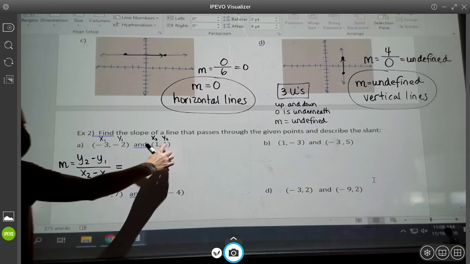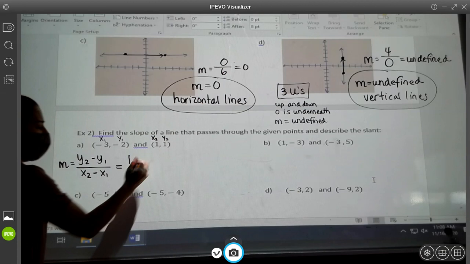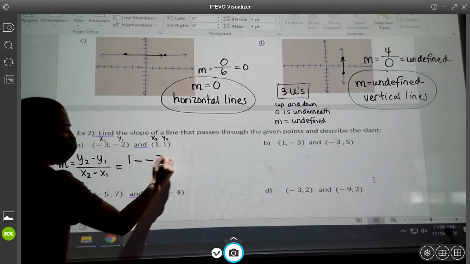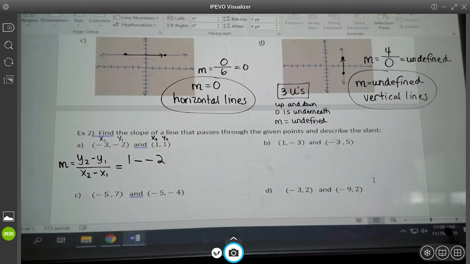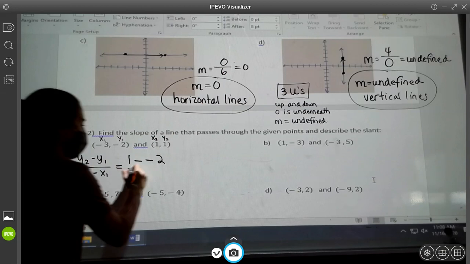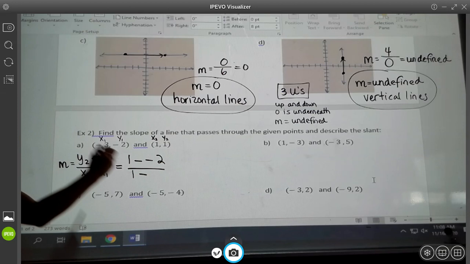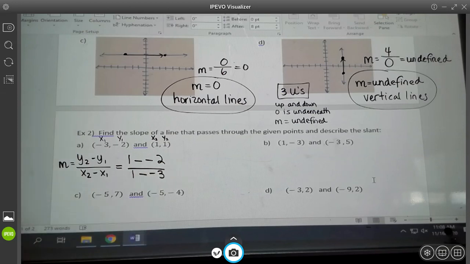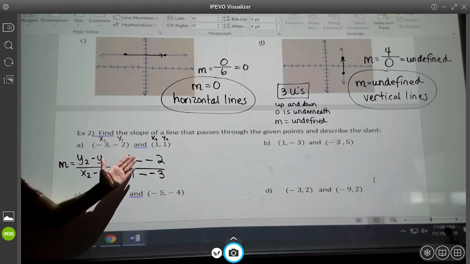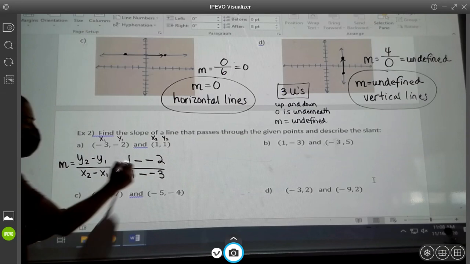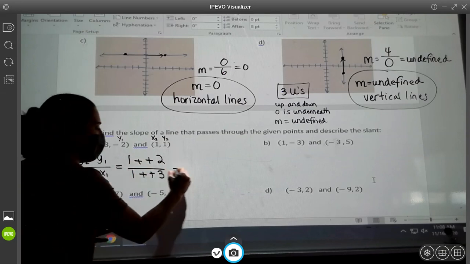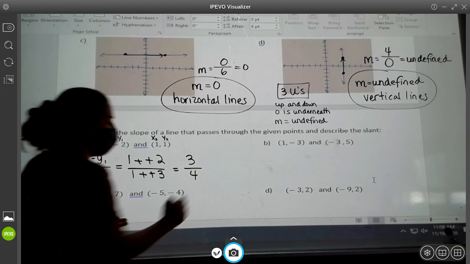All right, so we're going to take y2, which is 1, and we're going to subtract y1, which is negative 2. So you end up with a lot of double negatives, so please be careful with that. Over, now we go back and get x2, which is 1, and we subtract x1, which is -3. We just found the change in our y coordinates compared to the change in our x coordinates. Everything turns to addition, and you end up with 3/4.